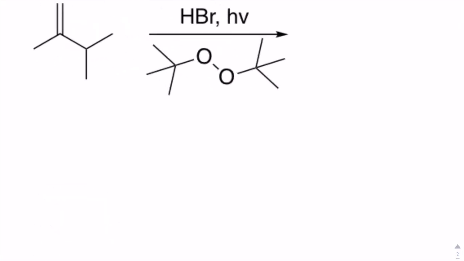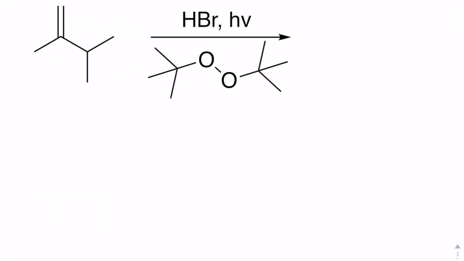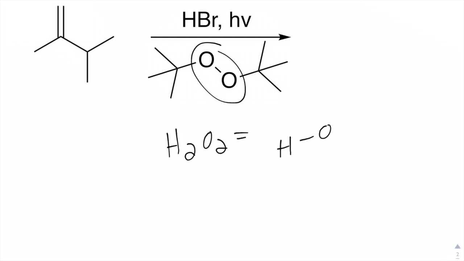Okay, so let's look at this specific example. You see that we have this peroxy source over here. Peroxides are 2 oxygens single bonded to each other, something like this. We typically see hydrogen peroxide, which looks like this, H2O2. Peroxides just have this oxygen-oxygen single bond that has a relatively weak bond dissociation enthalpy, so it's relatively easy to cleave that bond and generate peroxide radicals.